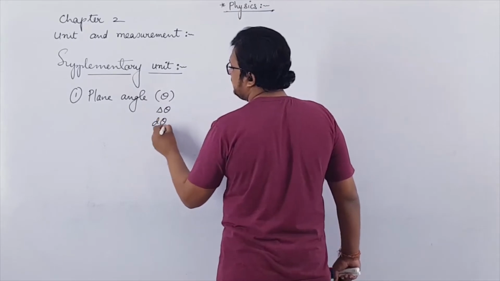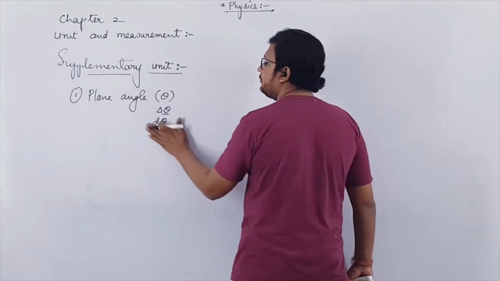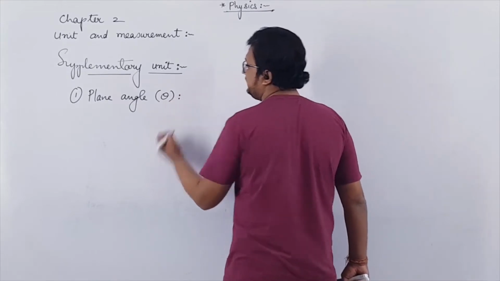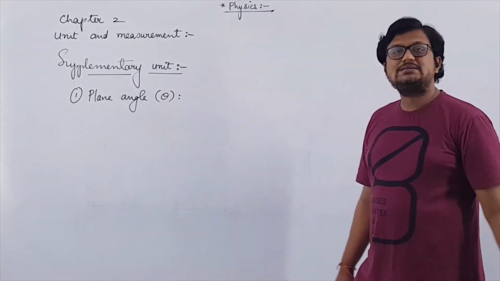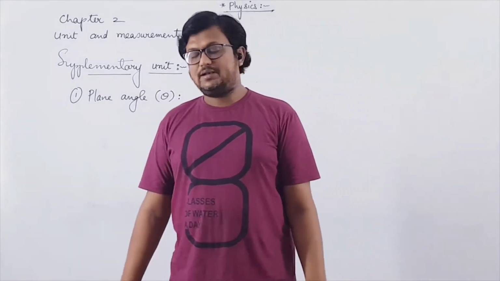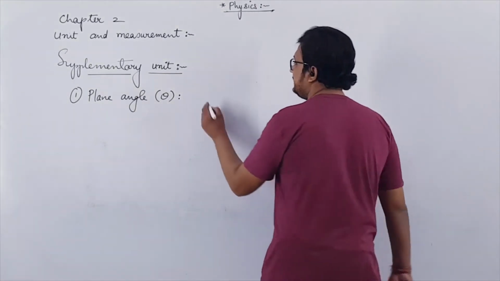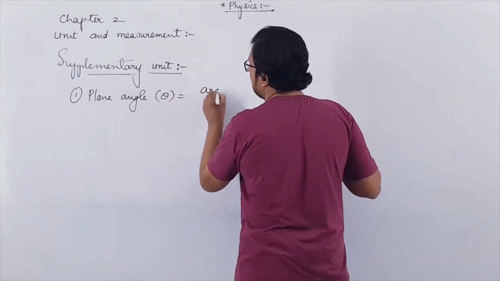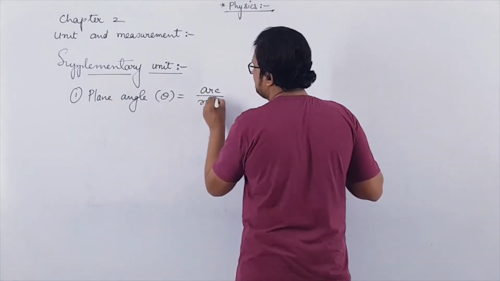D theta. So these are all symbols for plane angle. We are going to write theta only. So for plane angle, the symbol will be theta. It is defined as the ratio of arc to the radius. So you can say that plane angle theta is defined as arc over radius.